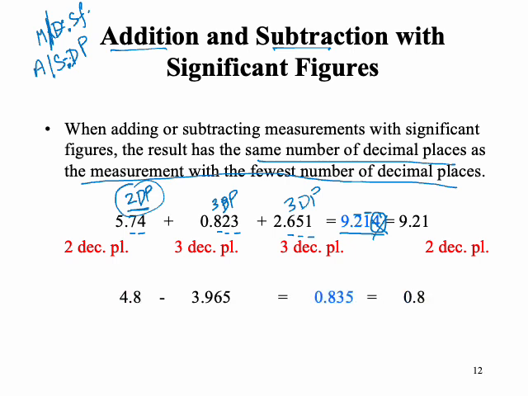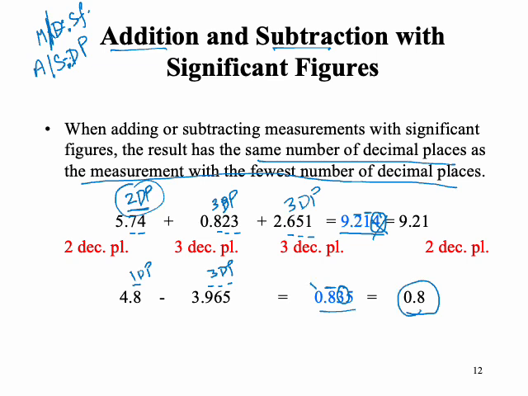4.8 minus 3.965. If you plug this into calculator, it gives you this. But this is 1 decimal place. 1, 2, 3 decimal place, least is 1, so my final answer should stop right here. The following digit is 3. I don't care there's a 5 afterwards, but it's less than 5. 3 is less than 5, so it is 0.8.